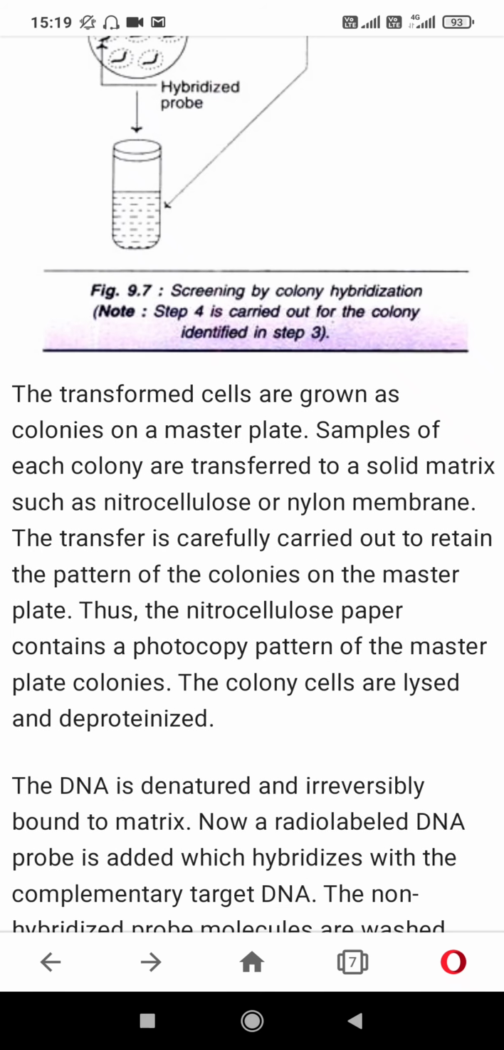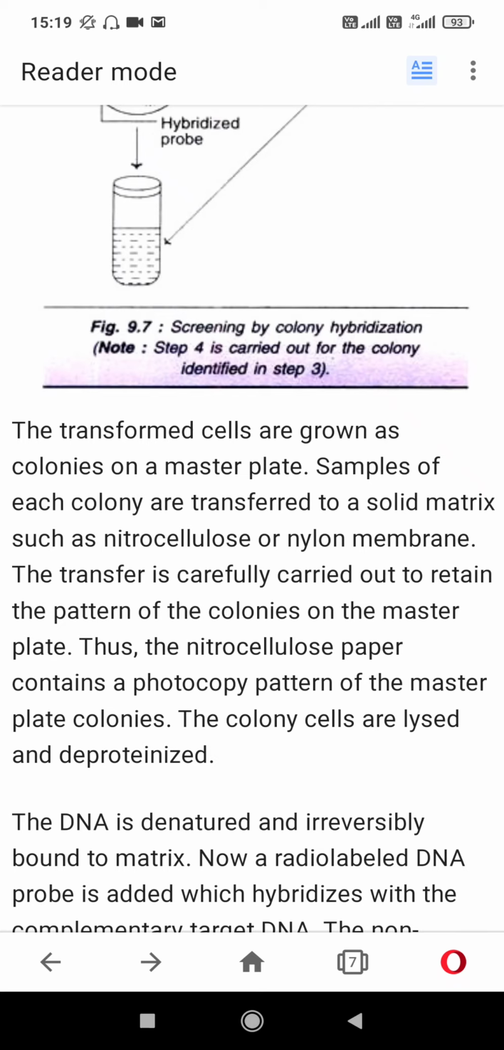Now we will transfer that nitrocellulose membrane to a new Petri dish so that we are able to mark the colonies, and also grow those colonies on a new agar plate. The transfer is carefully carried out to retain the pattern of colonies, because we are actually taking the colonies from the master plate via the nitrocellulose membrane. We transfer them into a new Petri dish, and we will do the reference marking also.